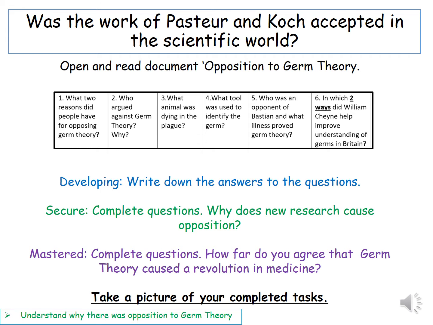So, developing students aiming for a GCSE grade 4, could you please write down the answer to the question on a piece of paper and upload onto class charts? Secure students, so students aiming for a 6, can you complete the question, but could you also explain why does new research cause opposition? This is something we've seen time and time again with Louis Pasteur, but also with Edward Jenner as well.